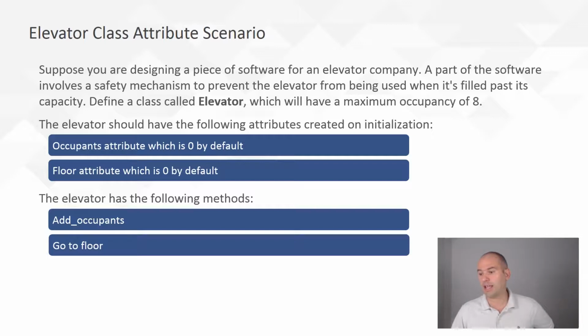Now, I will let you choose if you want to have a separate method for remove occupants, or you can add a negative number of occupants. But either way, your job is to make that method that adds occupants, as well as the method go to floor, restricted. So you can never have more than 8 occupants, and you can never go to a floor that is below -5 or above 50, because those floors don't exist.